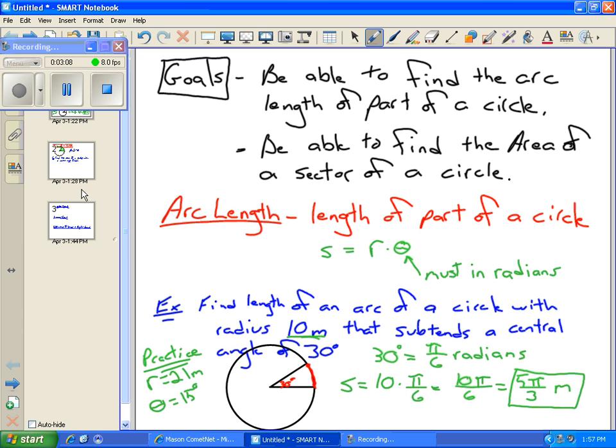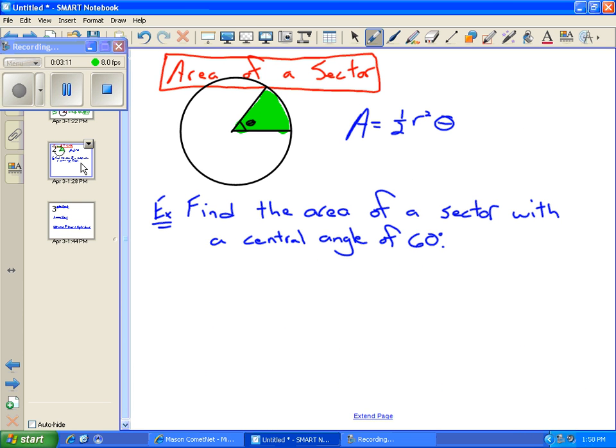All right, I'm going to move on here. We're going to talk about area of a sector. Area of a sector, you can see in my diagram here, I want the area of what I have highlighted in the green. We're going to have a central angle, and I'm looking for the area now. How much is in here? It's like a slice of pizza or a slice of the pie.